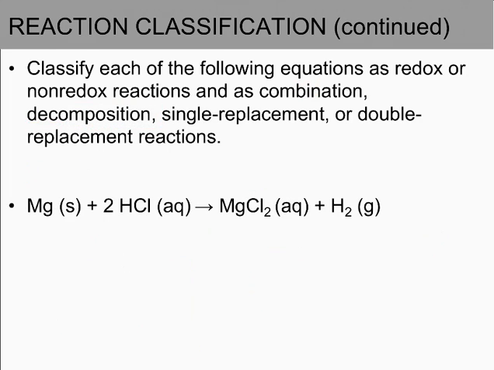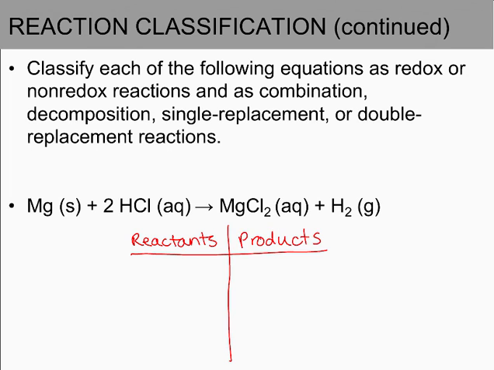And one last equation. So let's classify this as redox or non-redox. So we'll do the same thing that we have been doing. We'll divide up reactants versus products. And let's start with magnesium. So magnesium, it's by itself in the reactants. So that must mean it's a pure element. So it has an oxidation number of 0.